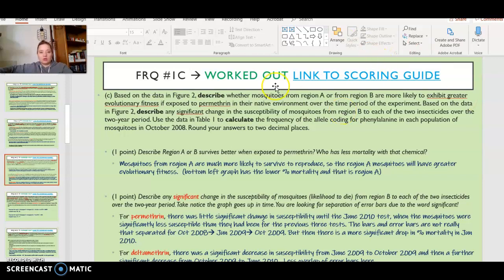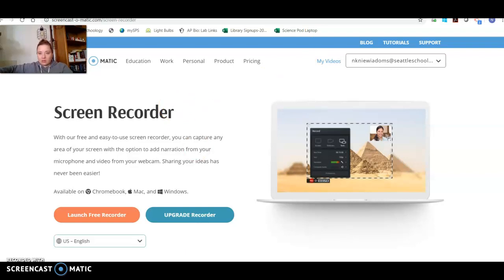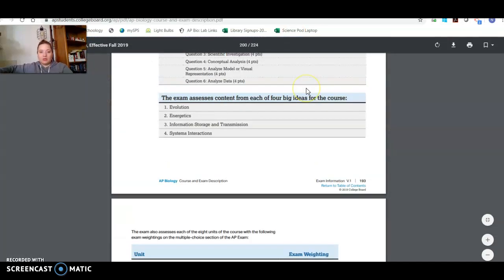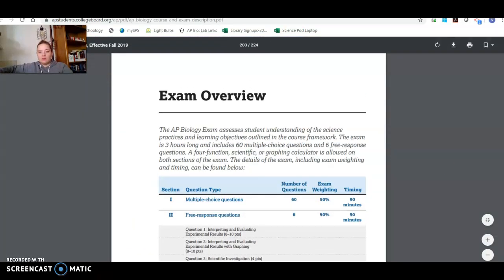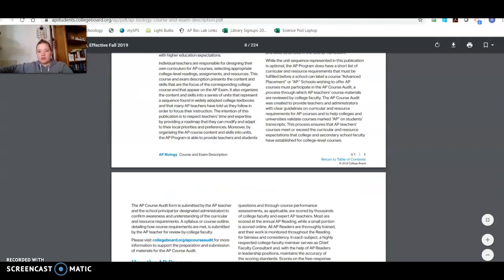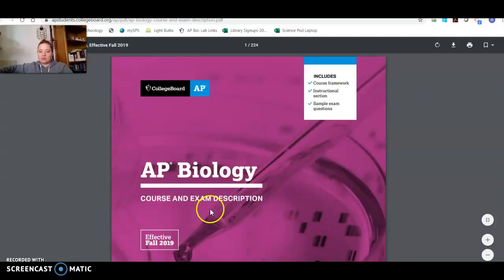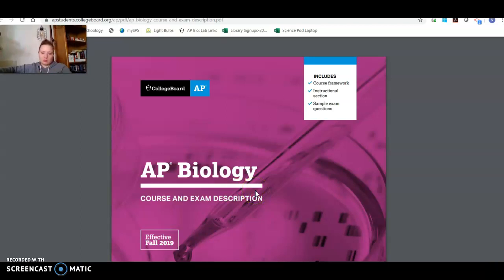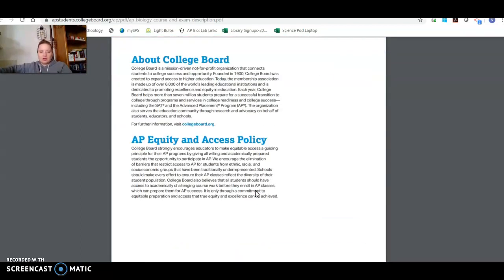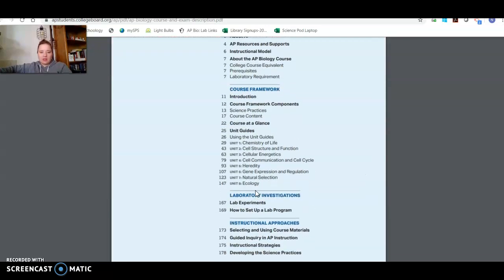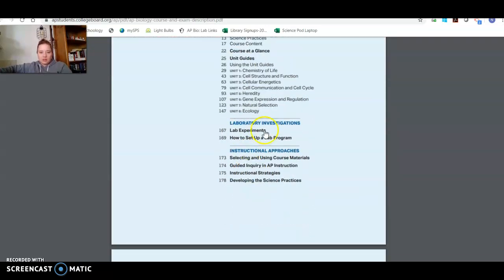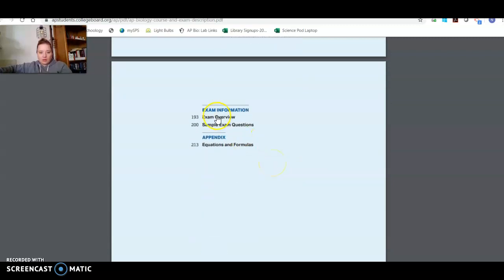So these words aren't bold in the original prompt. I'm doing that in this PowerPoint. Don't forget that you have your FRQ task verbs. If you go and link to this, that's the link it would take you, this course and exam description. It's a big fat binder I had in the classroom and what my posters were coming from. But in here, it's a big link. The FRQ that I'm going through is from here, right?